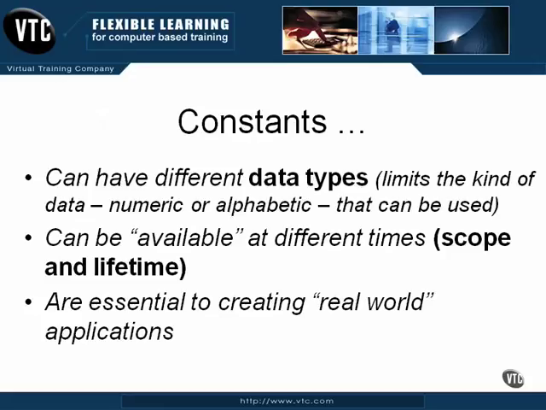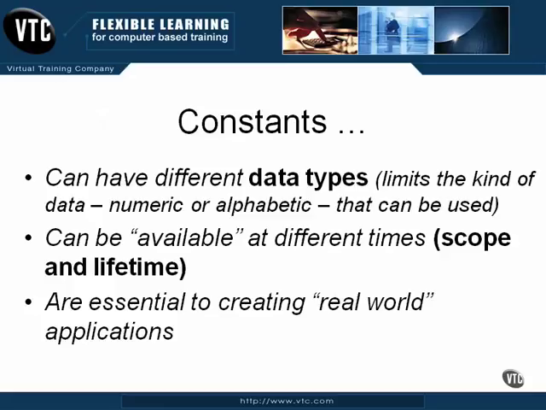Just like variables, constants can have different data types. By having different data types, this limits the kind of data, whether it be numeric or alphabetic, that can be used within these statements. Again, like variables, a constant can be available at different times. This is referred to as scope and lifetime of a constant.